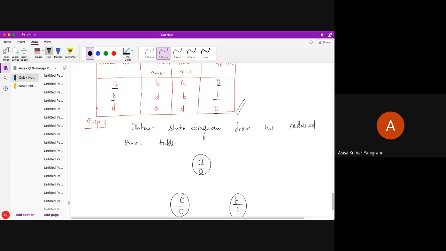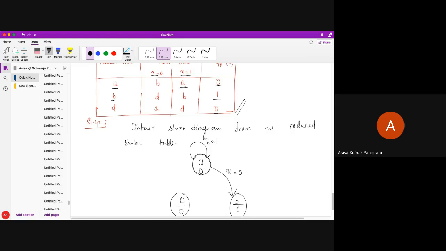For input x equal 0, I am now at present state A. Input x equal 0, where am I going? I am going to state B. For input x equal 0, I am going to state B. Simple. Now, for input x equal to 1, I am in the same state A.